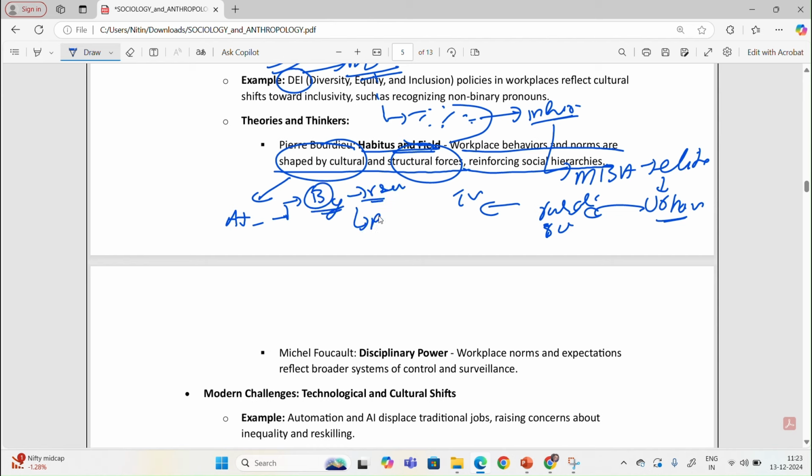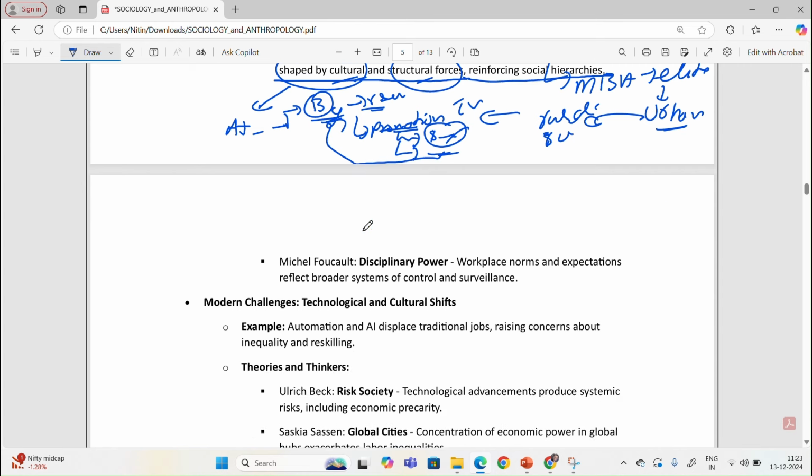but in promotion, certain sections of the society used to take advantage, the upper caste and all, and hence the lower castes were not promoted. So they advocated for reservation in promotions as well. So this is what workplace behavior and norms are shaped by cultural and structural forces that you can understand.